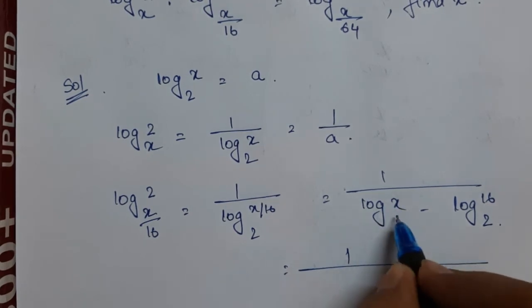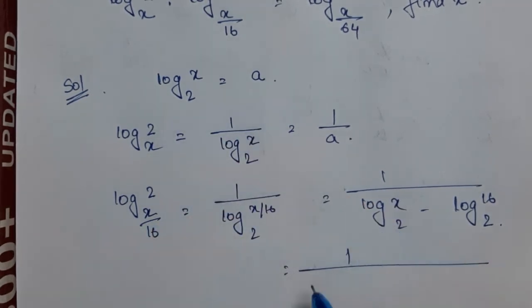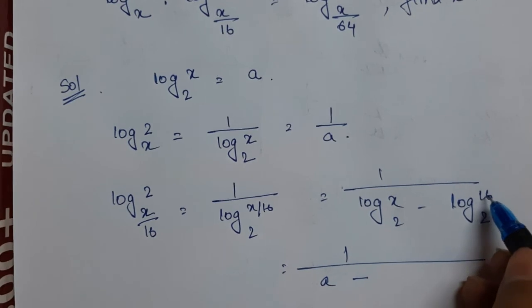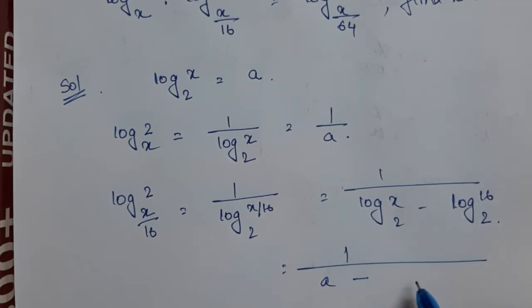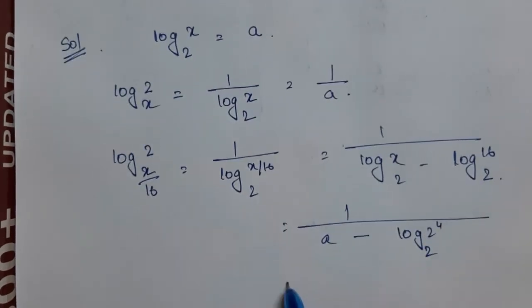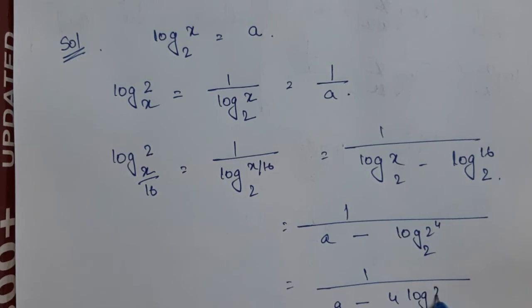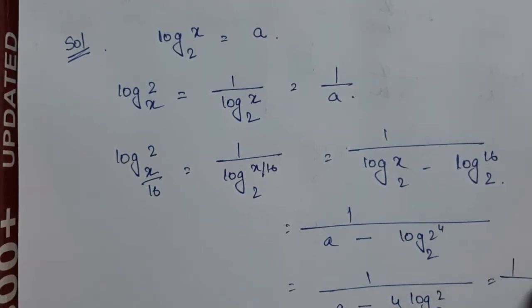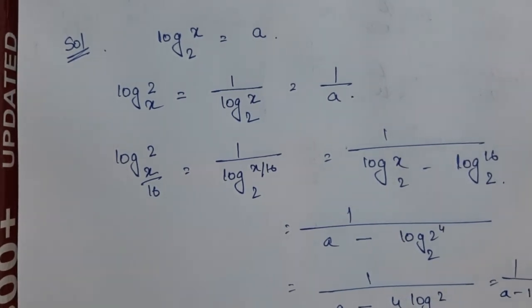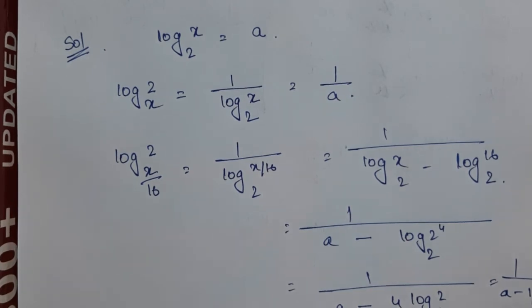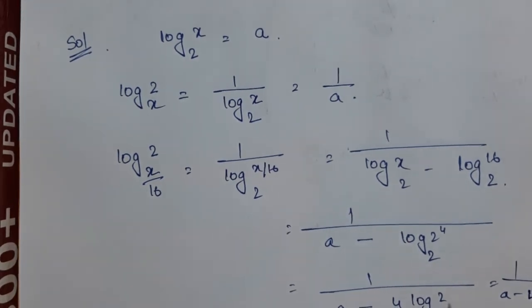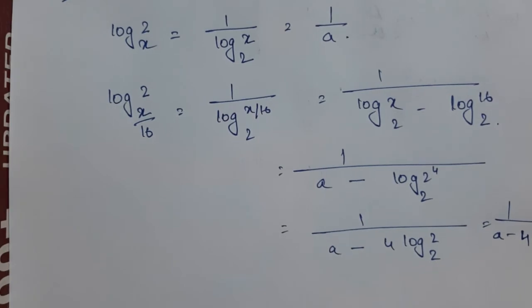So here, as we have taken a, we can write it as a minus log of 16 to the base 2, where 16 is 2 to the power 4. So it becomes 1 by a minus 4, since log of 2 to the base 2 is 1. So it will be a minus 4.